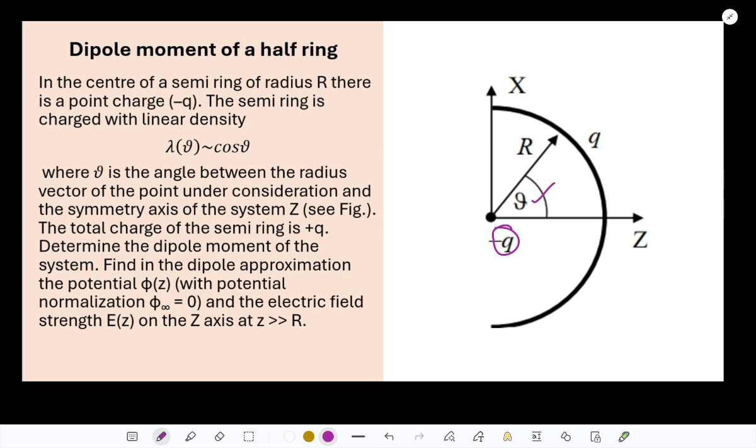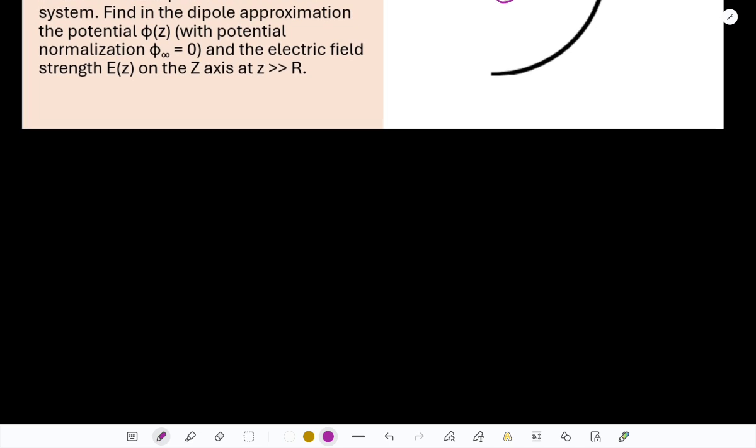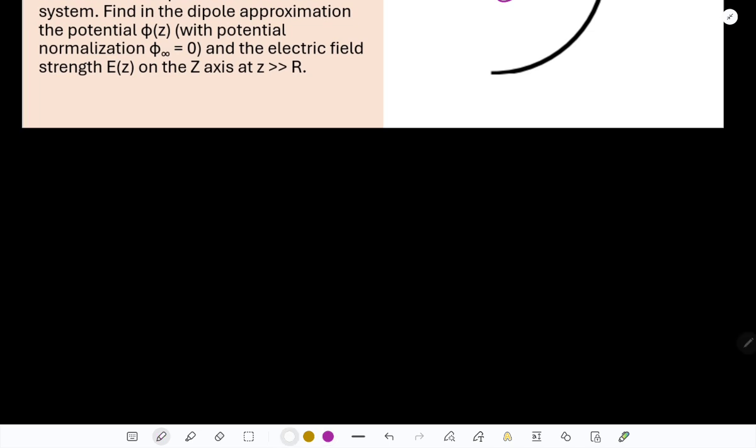Find in dipole approximation the potential phi of z with potential normalization phi of infinity equal to 0. At infinity we have to take the value of the potential as 0. And find the electric field strength on the z axis, as z is much greater than r. You can do so many things with this problem, but I'm focusing on how to find the electric dipole moment.